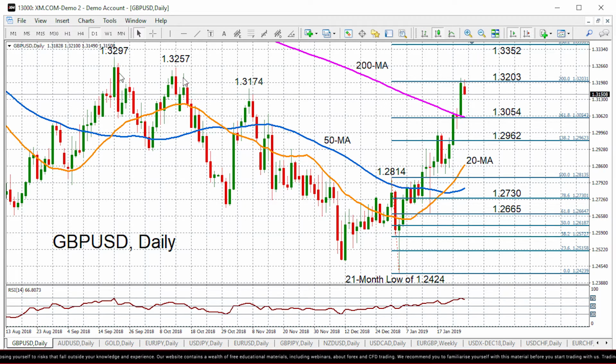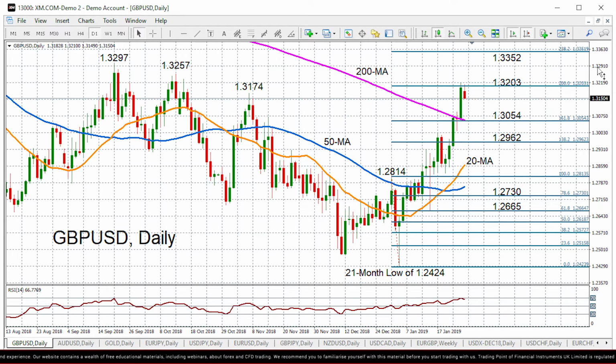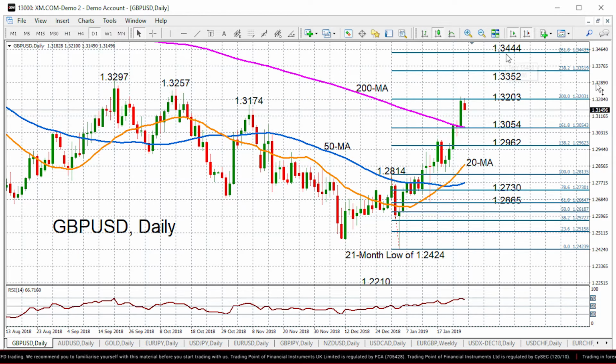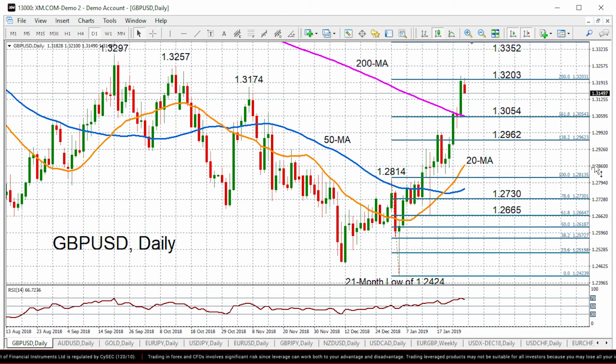If we do see further gains, we could see pound dollar surpassing those tops from back in September and October, and then heading towards the 238.2% Fibonacci extension at 1.3352. Above that, the next target could come at 1.3444, which is the 261.8% Fibonacci extension, and then successfully passing above that level could signal the start of a new longer-term uptrend for pound dollar.